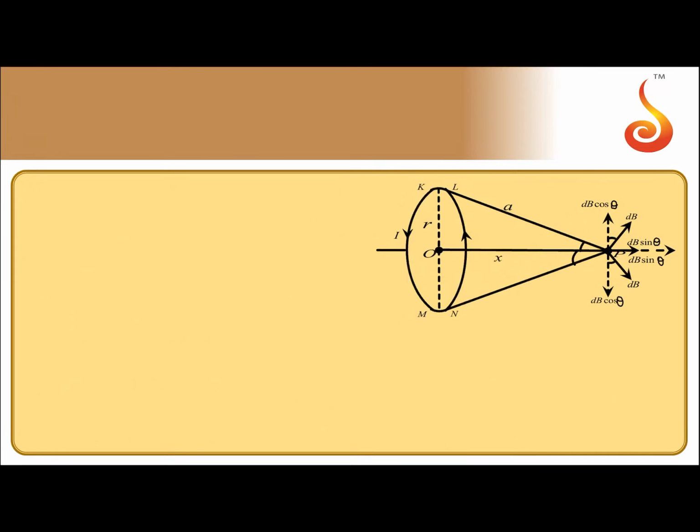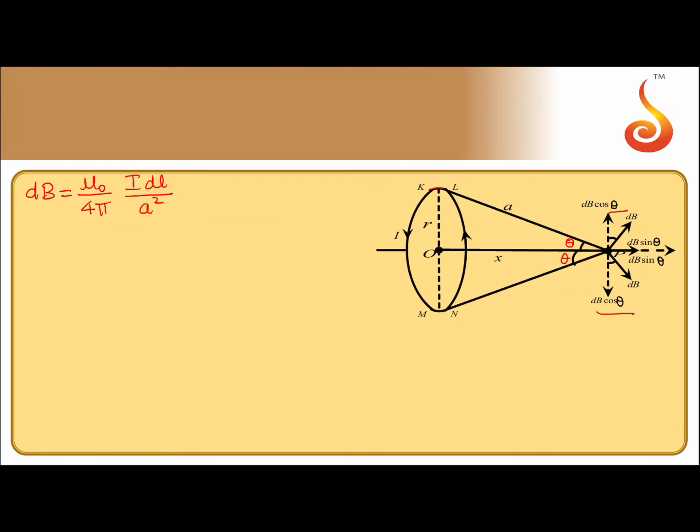Now let us calculate these things. So what is dB? According to Biot-Savart's law, it should be mu naught by 4 pi, I dl divided by A square, into sin alpha. Alpha is 90 degrees anyway. So the plane of the current loop and the plane of the position vector are perpendicular to each other. That's why the angle will be 90. So this angle we had called theta. This is also theta. So dB cos theta gets cancelled.